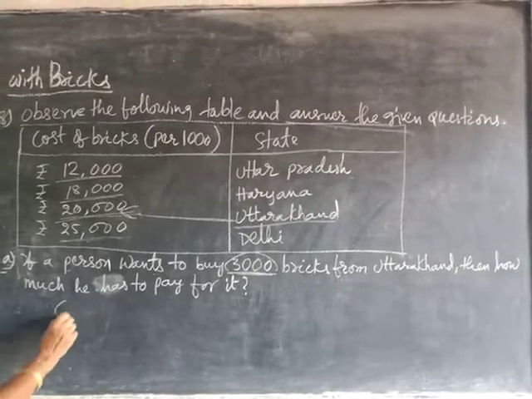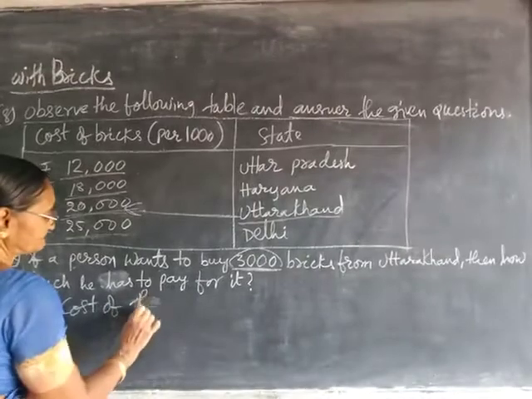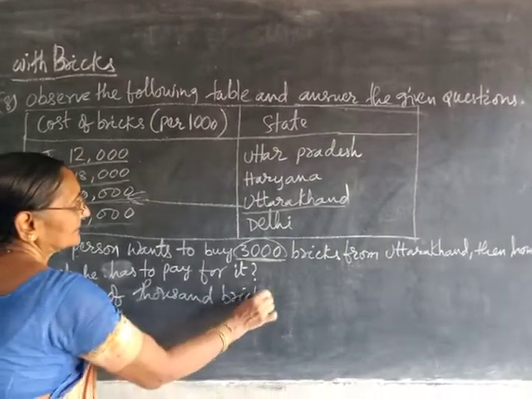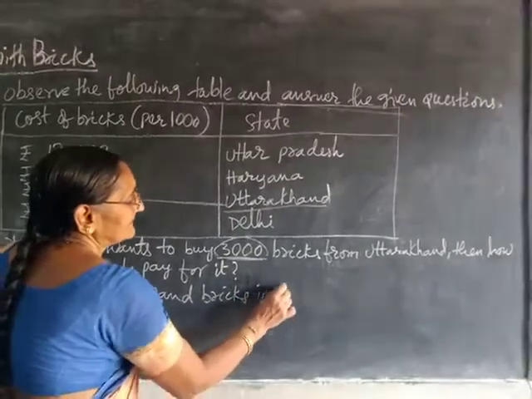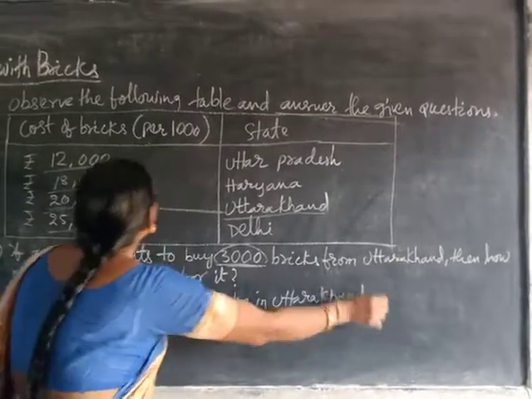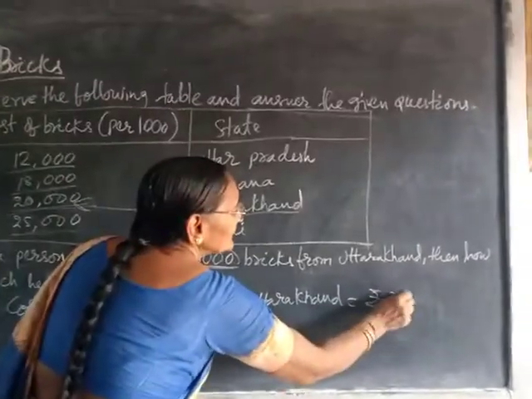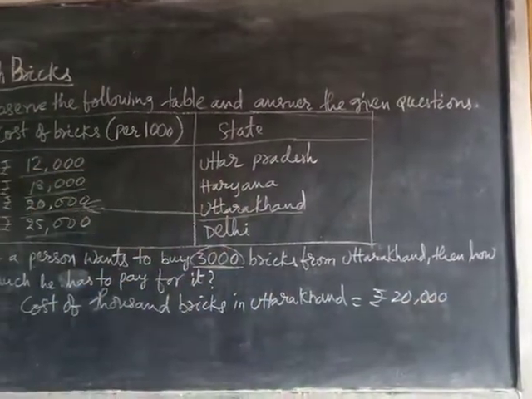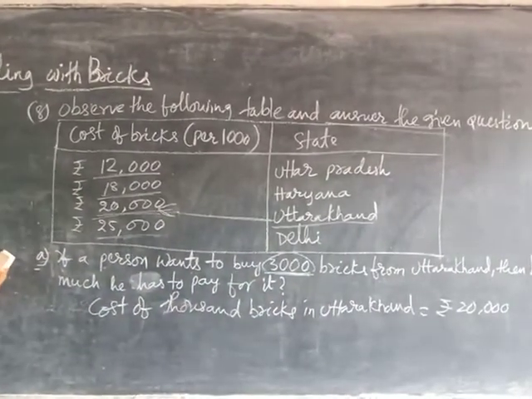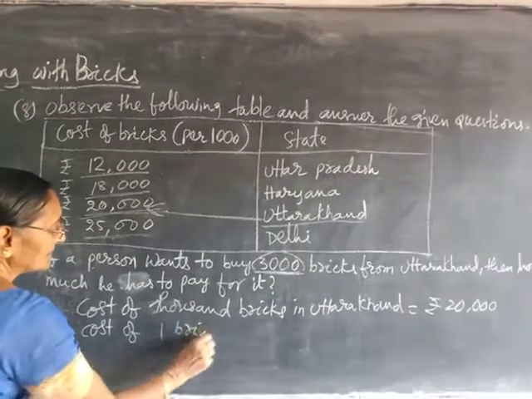How do you write down the cost of 1,000 bricks? Cost of 1,000 bricks in Uttarakhand is rupees 20,000. Then we want 3,000. But what do you do? First you have to find the cost of 1 brick.